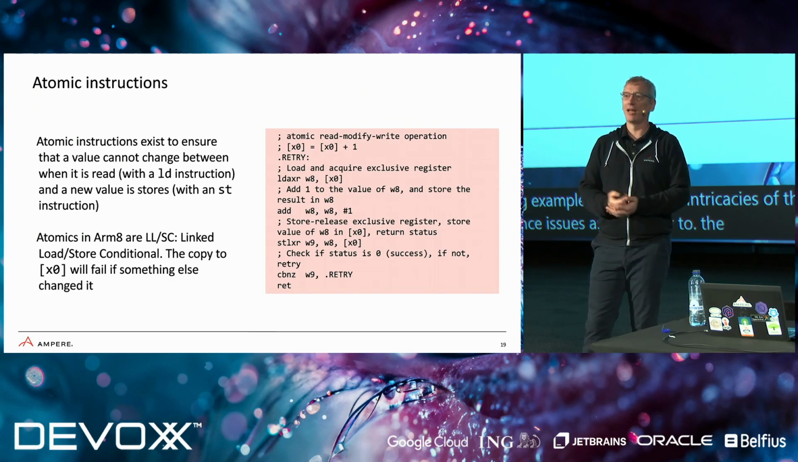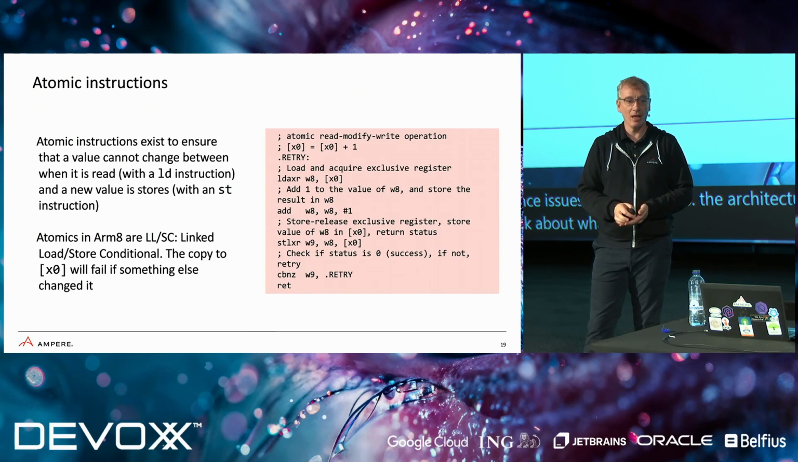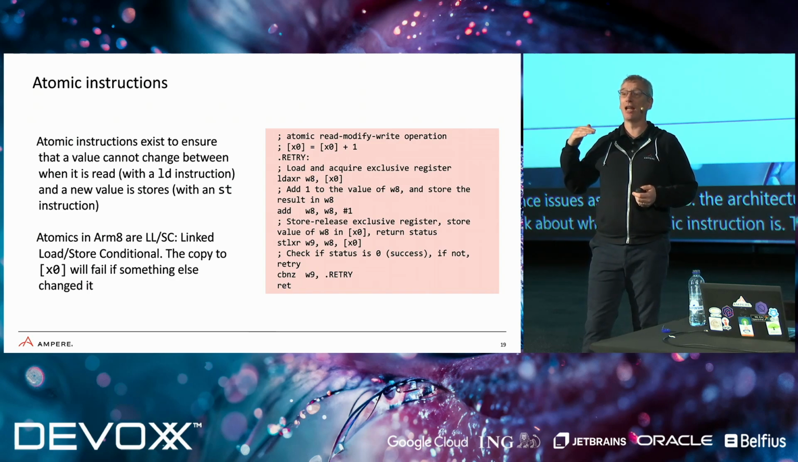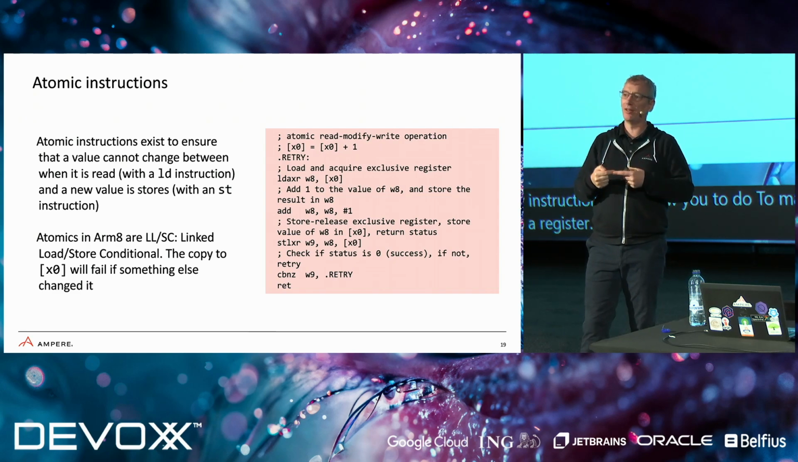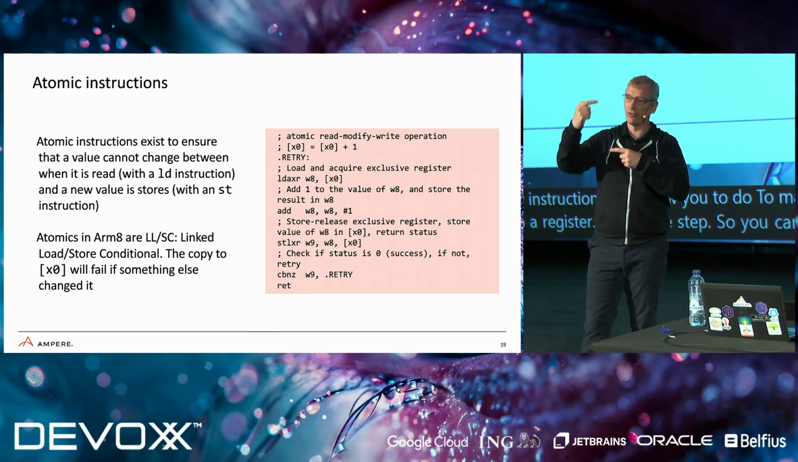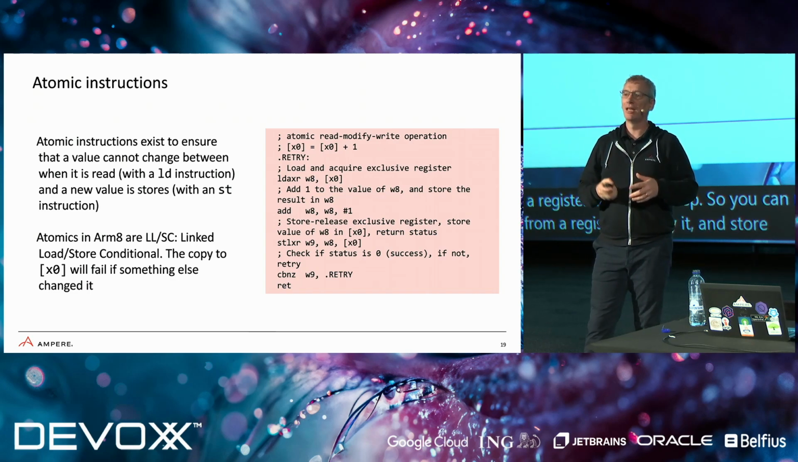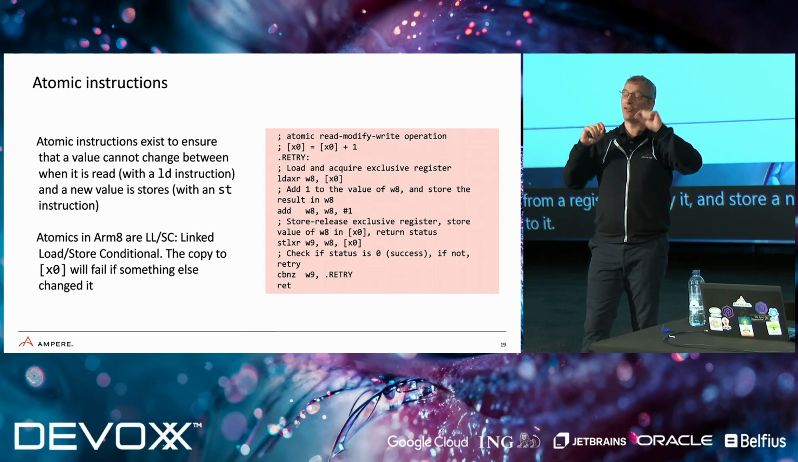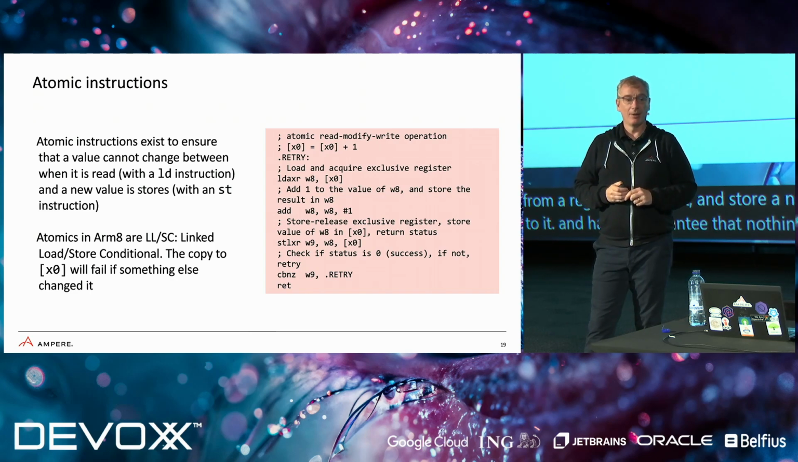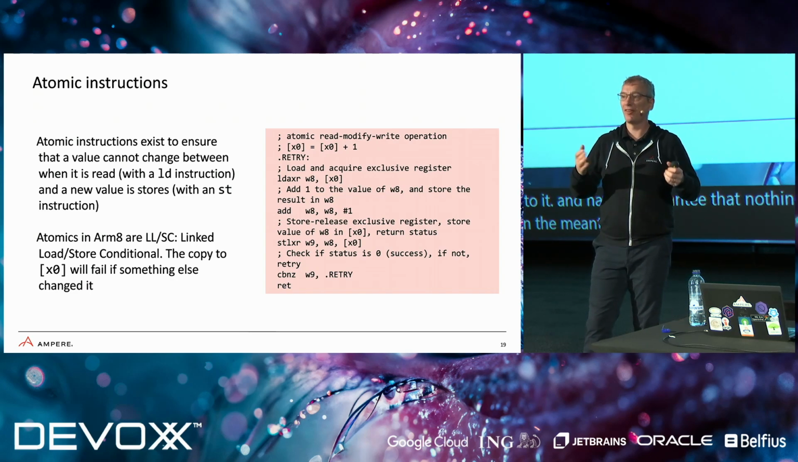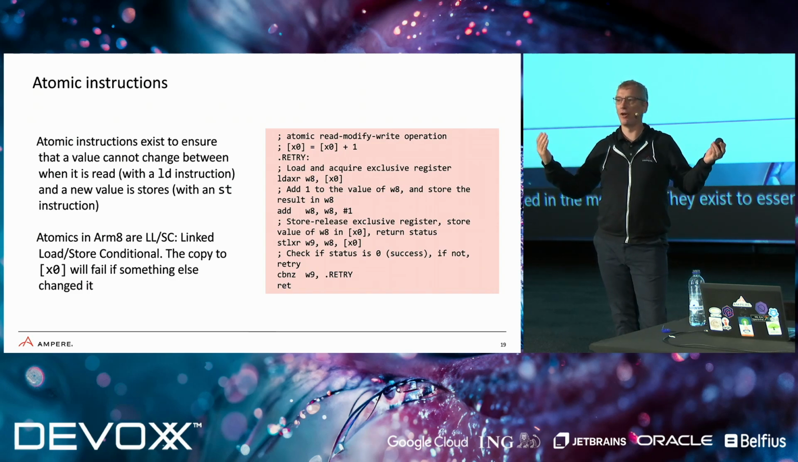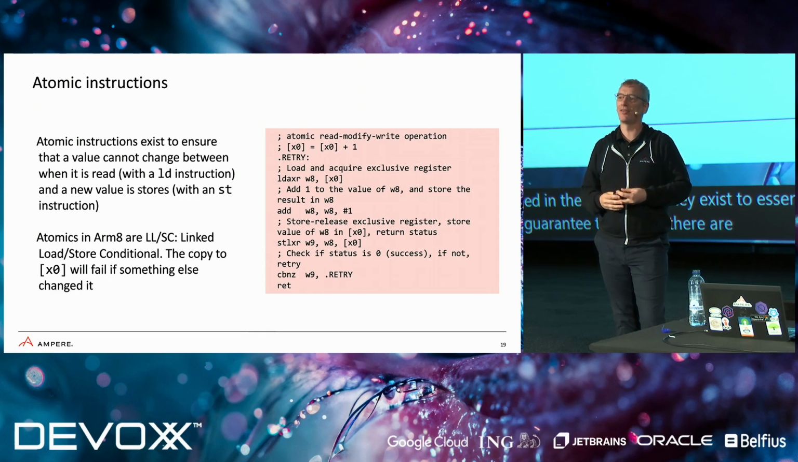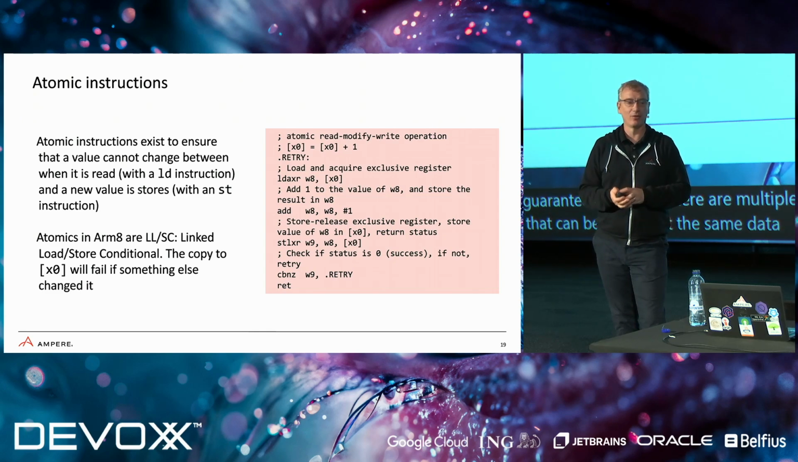Okay, so let's talk about what an atomic instruction is. These are essentially instructions that allow you to make a change to a register in a single step. So you can read a data type from a register, modify it, and store a new data type back to it, and have a guarantee that nothing has changed in the meantime. They exist to essentially provide a guarantee that when there are multiple observers looking at the same data source, they don't see two different values.